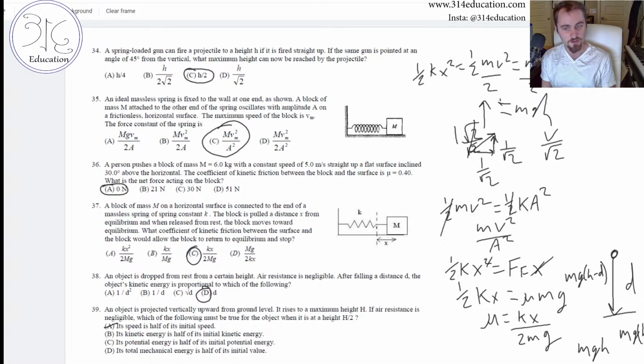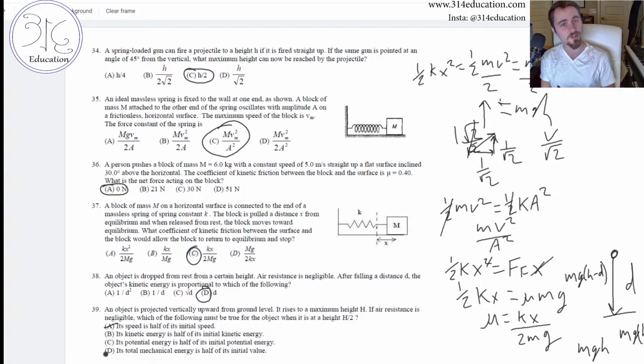Its kinetic energy at the height h over 2 is half of its initial kinetic energy. Yeah, we do expect that to be true because we are at half of our maximum potential energy. So half of our energy is just somewhere that's going to be in kinetic energy. Potential energy is half of its initial potential energy.